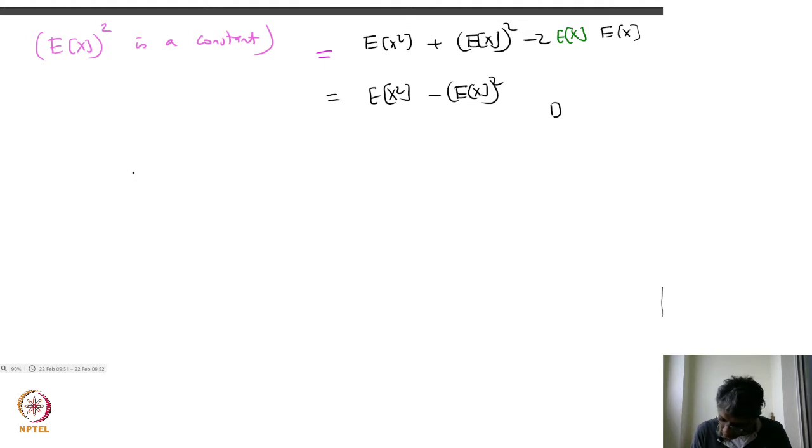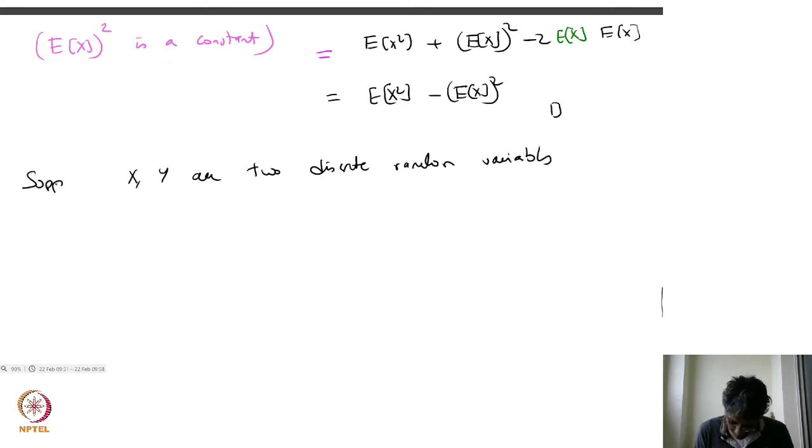So let's say x and y are two discrete unknown variables. Suppose x is from the sample space to range T, and y is from the sample space to range, let's say, V.